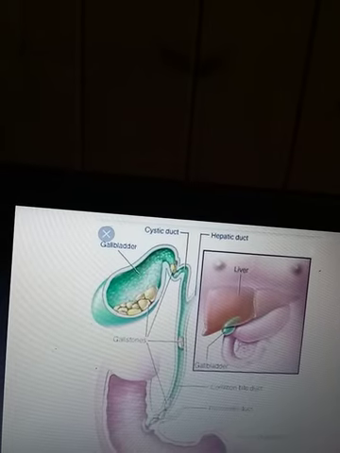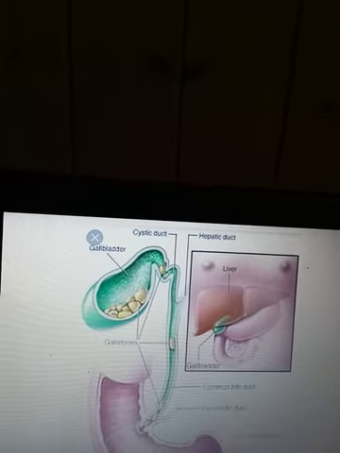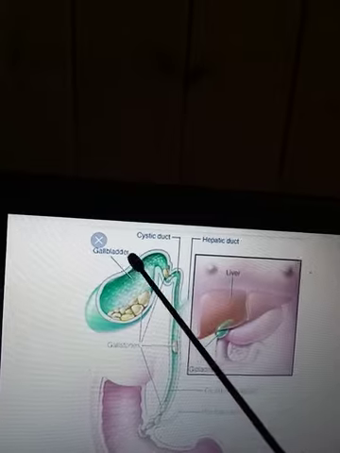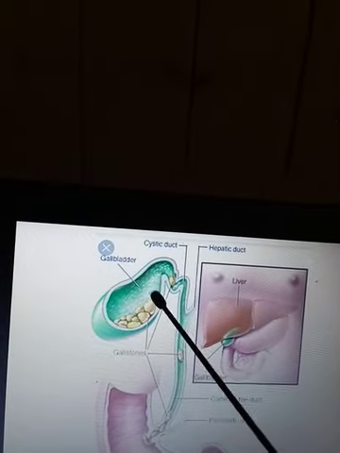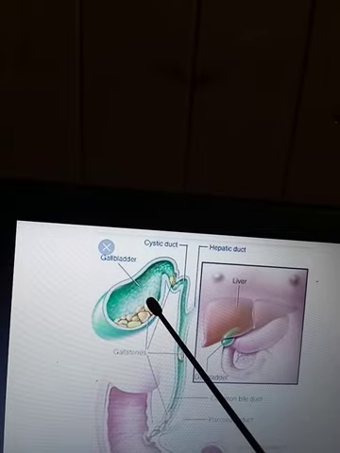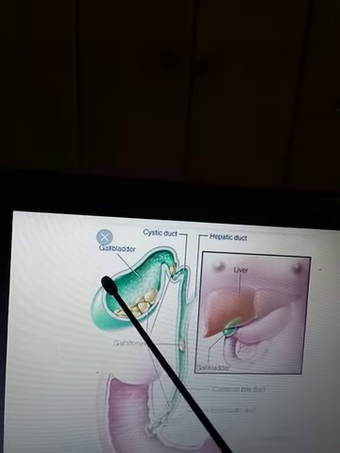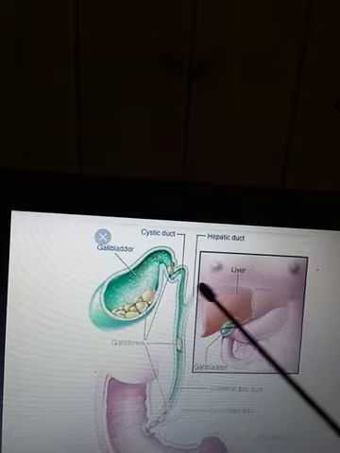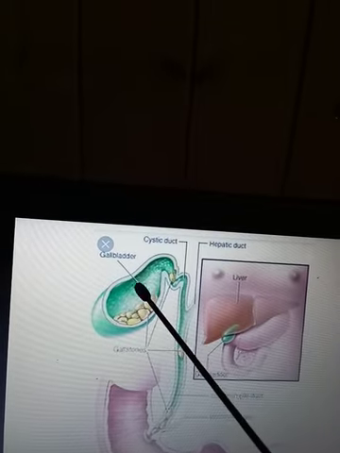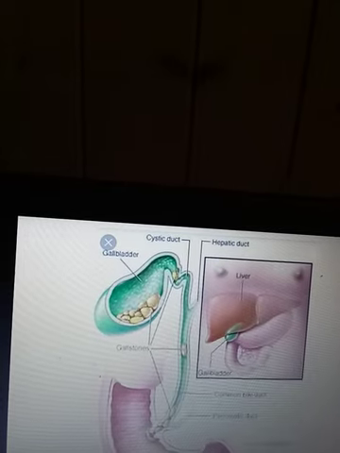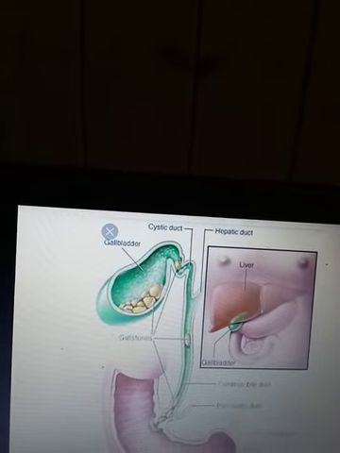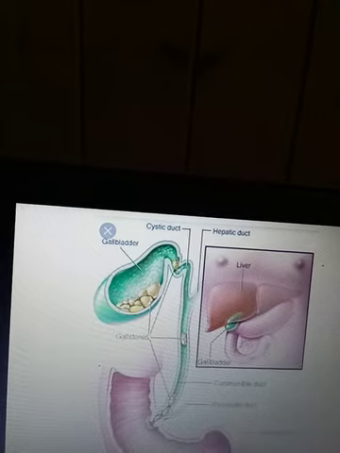That obstruction can be either intrahepatic or extrahepatic. When a gallbladder stone slips into the bile duct, as you can see in the picture, it can cause an intrahepatic obstruction. Similarly, you have another organ here, the pancreas. The head of the pancreas can compress the bile duct. That is called extrahepatic obstruction.